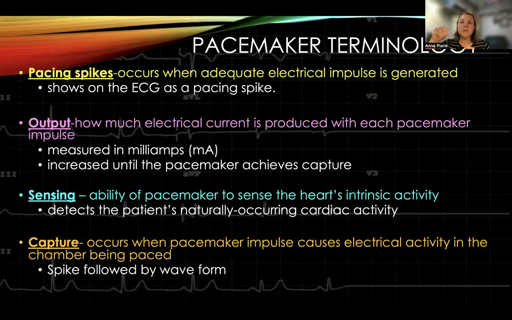So here's some terminology that I need you to know and be familiar with so that when you get to lab, you're not completely blindsided by what we're going to show you. The first one is going to be pacing spikes. And remember, that's what I just talked about. That's that line that shows when the electrical impulse is generated, right? So that straight line that you hardly ever see on an EKG, that's going to be your pacing spike, okay?